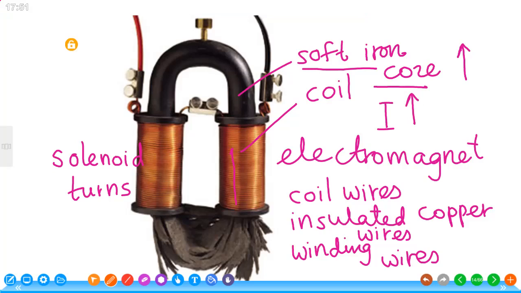Then you must be able to remember that there are three ways of increasing the strength of an electromagnet. Number one, by increasing the number of turns of the coil. Second one is by increasing the cross-sectional area of the soft iron core. Third one is by increasing the magnitude of current. That means you can do that by increasing the number of cells. Like that, you can follow a strategy for this one. By increasing the magnitude of current, the strength of the electromagnet can be increased.